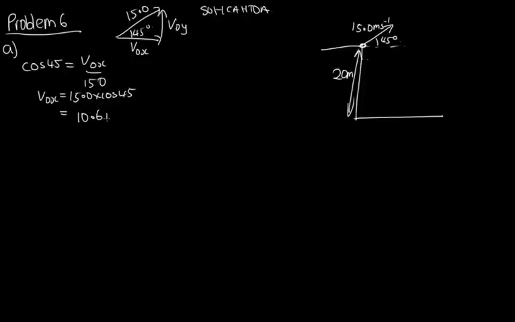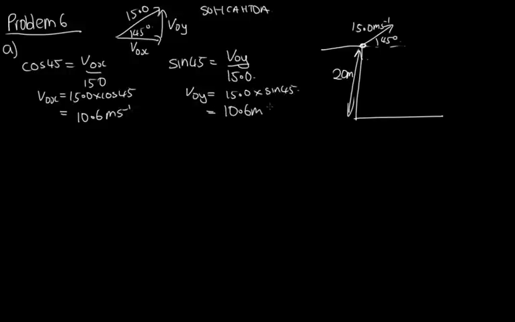10.6 meters per second. And now we need to do a similar thing for the initial y velocity. And so in that case, we've got sine 45 is equal to opposite, which is the y, the vertical velocity, over the 15.0. And so the initial vertical velocity is 15.0 times sine 45, which is equal to 10.6 meters per second.